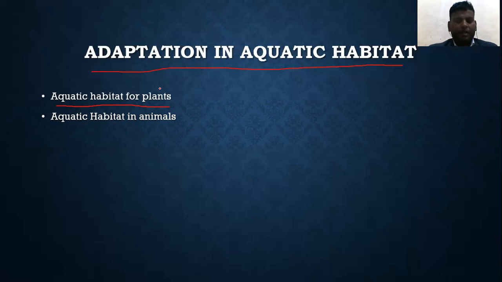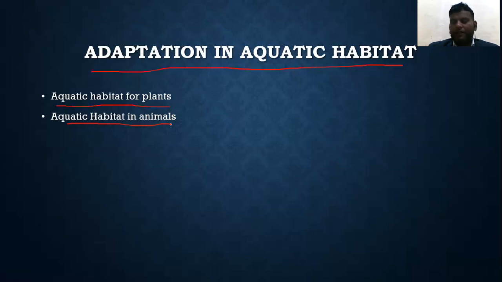Now next is the aquatic habitat for animals. Like the variety of aquatic plants, there is a large variety of animals, like fish and frog, that are also adapted to live in the aquatic habitat. Hence, we will discuss the adaptive features, taking fish as one example.